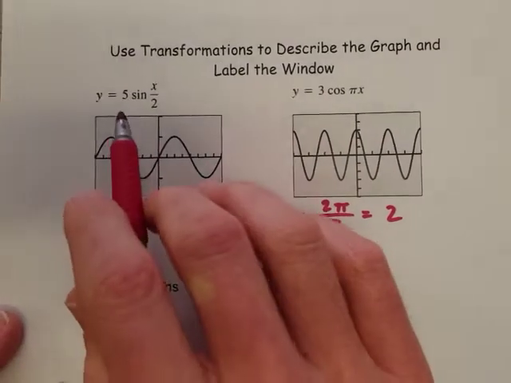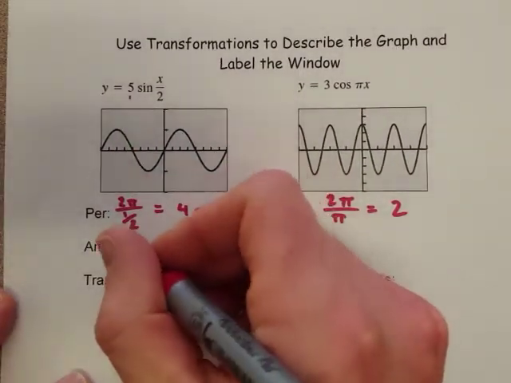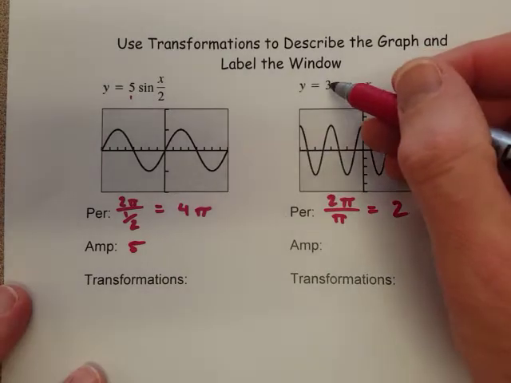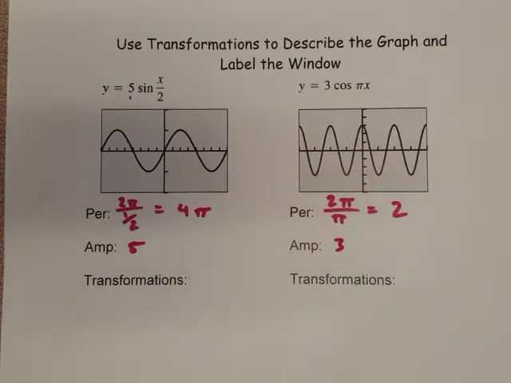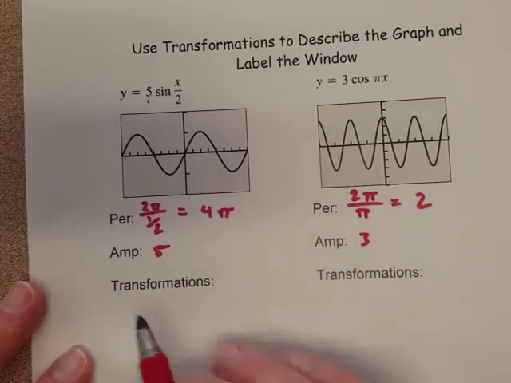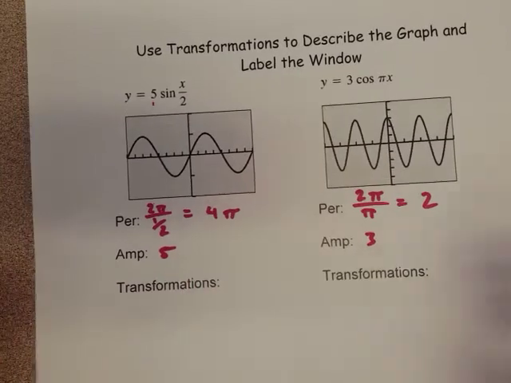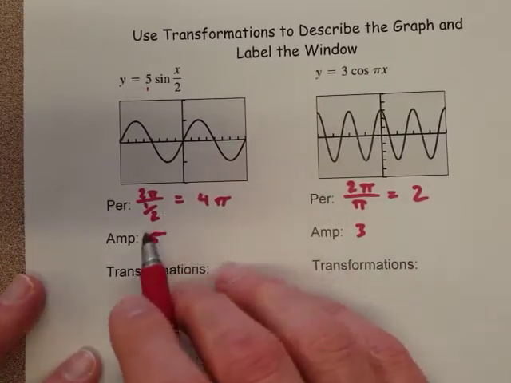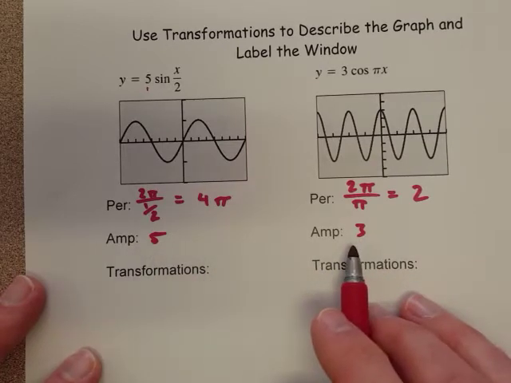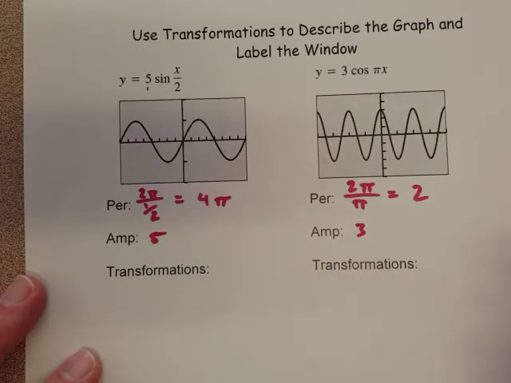Amplitude, we have 5 in front of the sine. That means amplitude is 5. We have 3 in front of the cosine. That means the amplitude is 3. Nothing more fancy than that. Now, transformations, as far as these go, we're going to be looking at mainly just vertical and horizontal stretch and shrink. So with the amplitude, for both of them, the amplitude is 3 and 5. Those are both going to be stretches.